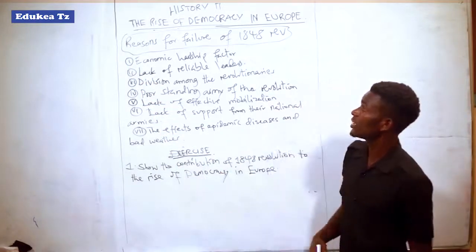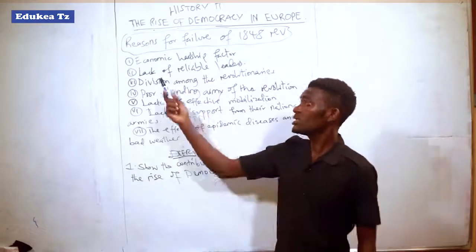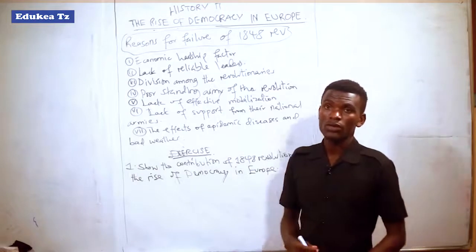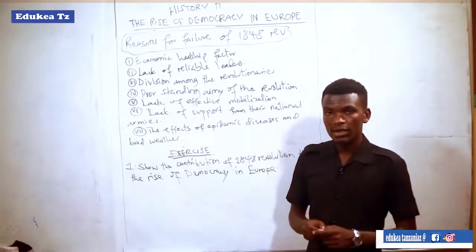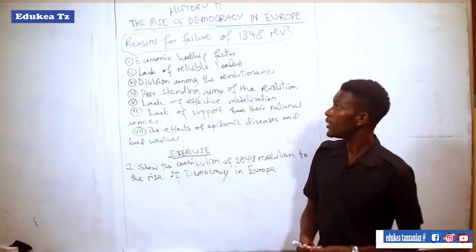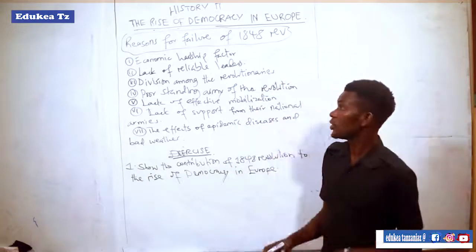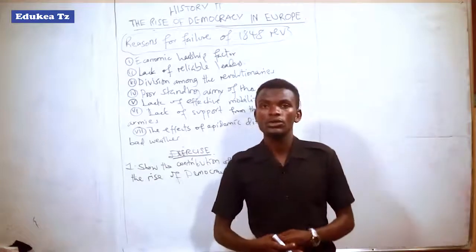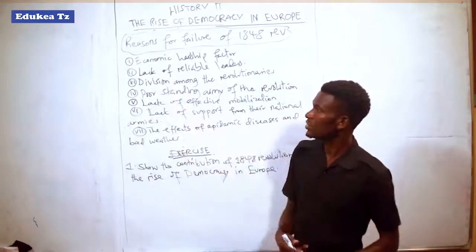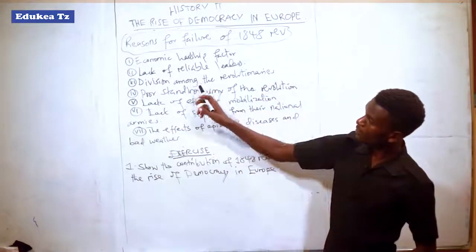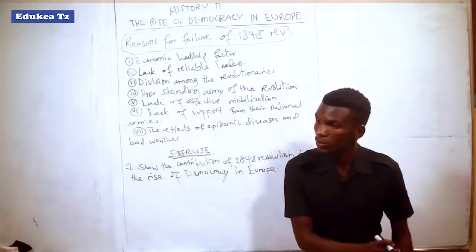Another reason for failure was the lack of reliable leaders. During the revolutions, leaders were not reliable and were not permanent. So some leaders escaped after proving failure, so the revolutions could fail. Another reason for failure was division among the revolutionaries. It means that some of the majority were supporters of the Catholic Church and others were supporters of the Protestant Church. So it was difficult to wage a revolution when there was a difference in ideology of belief. This happened in Germany under the domination of the foreign leader Clemens von Metternich.